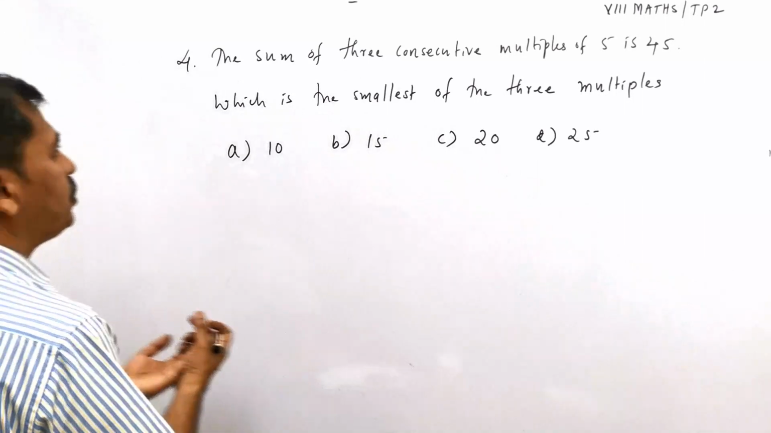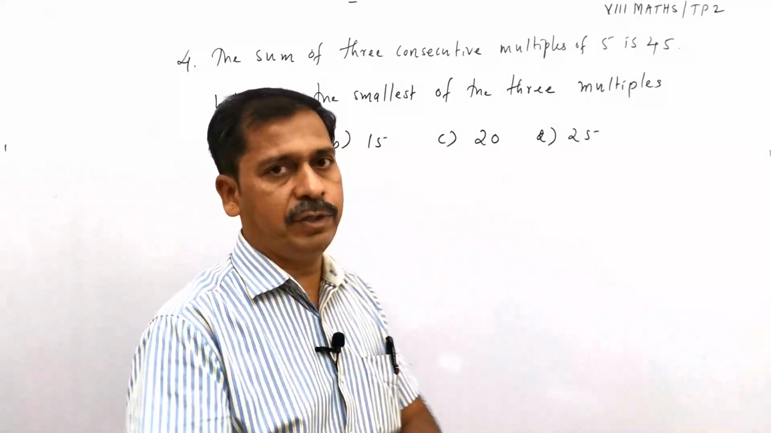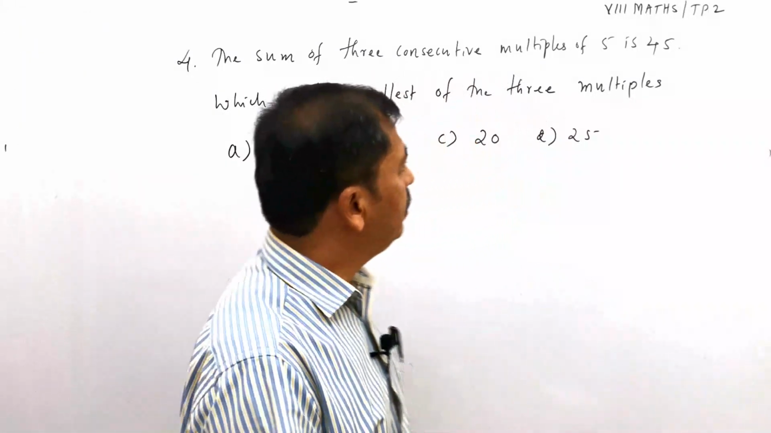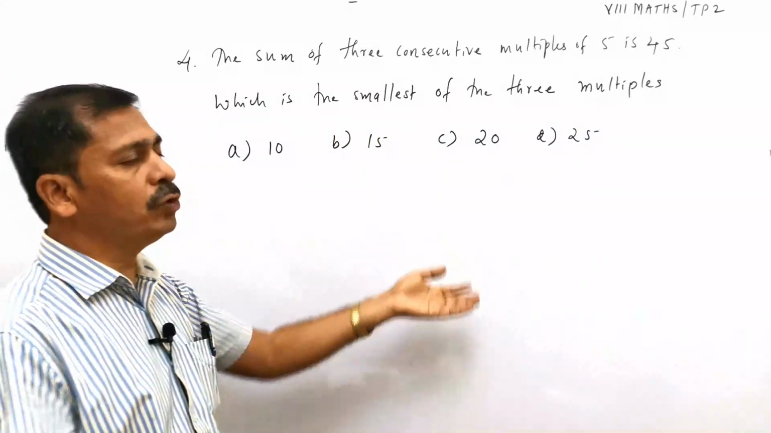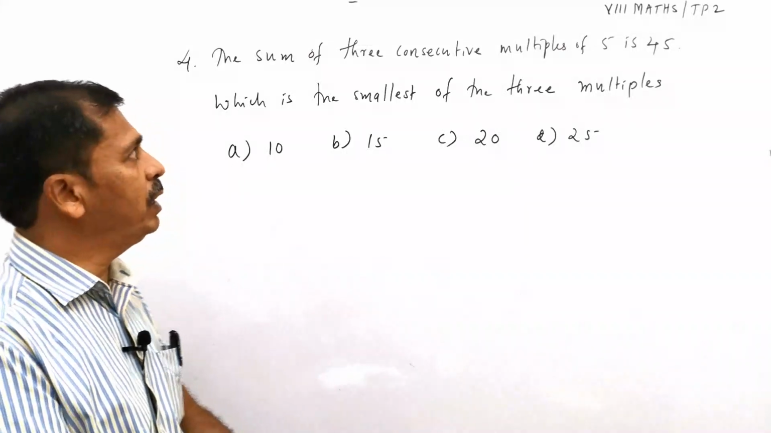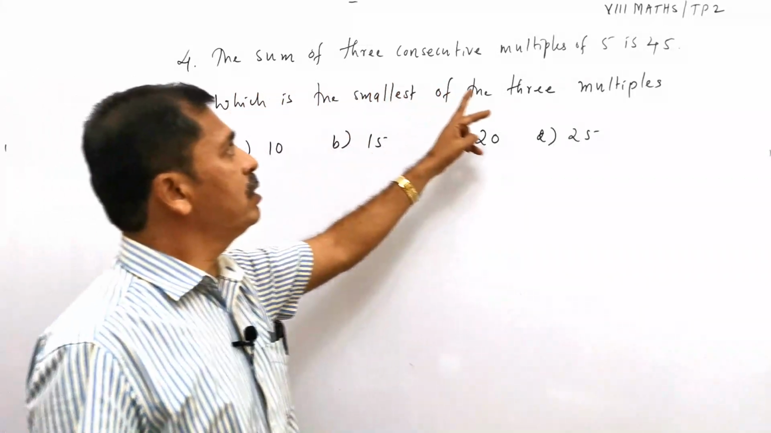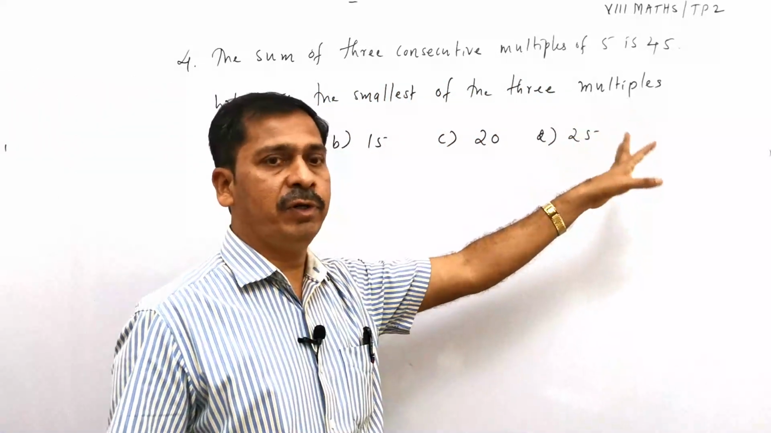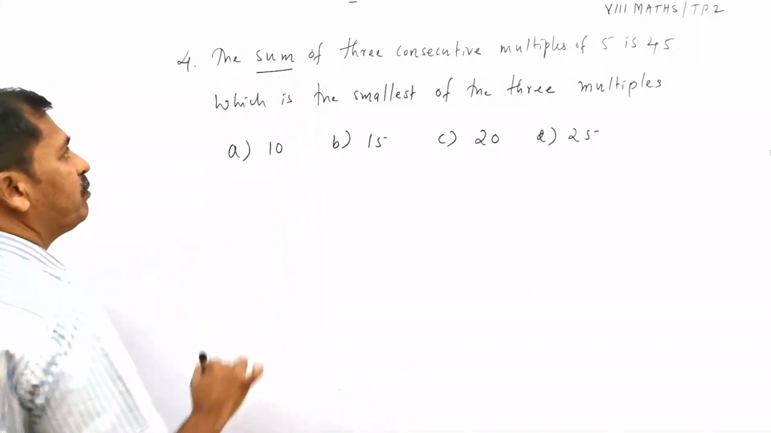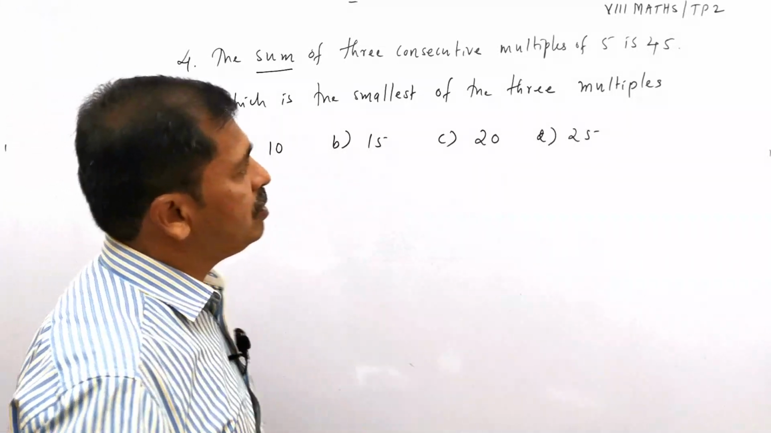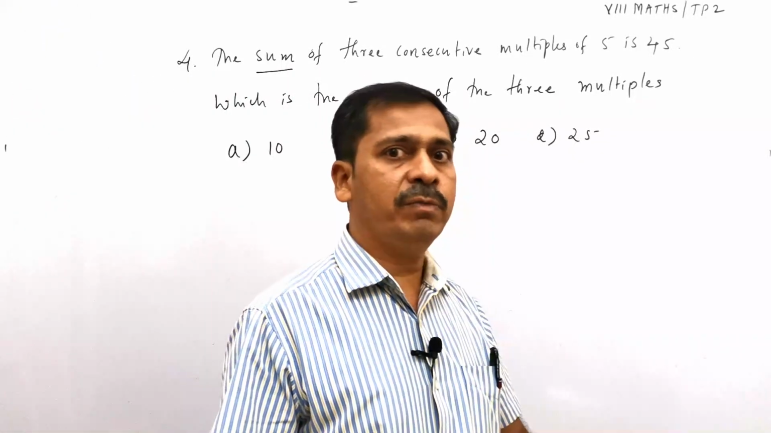Say there is another question which is based on linear equations. A simple common logic is essential for this problem. As it is an objective question, you don't go for the formation of an equation, that is my advice. The sum of 3 consecutive multiples of 5 is 45. Which is the smallest of the 3 multiples?